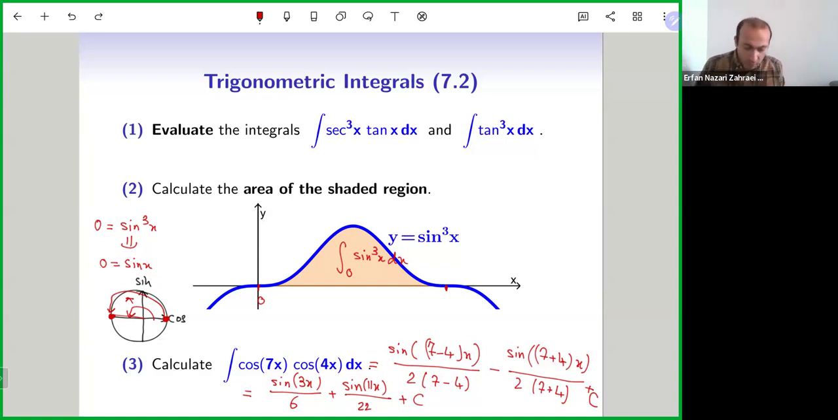But these are before 0 or after this point. The 2 points that I'm interested in are 0 and the next positive answer. So it's 0 and pi. So basically I got that I should compute the integral from 0 to pi of sine cubed dx. Let me do this computation on the next page. Let me cut this.